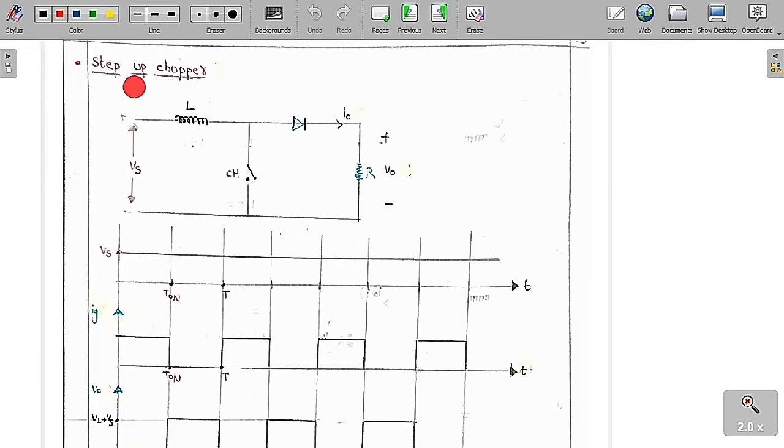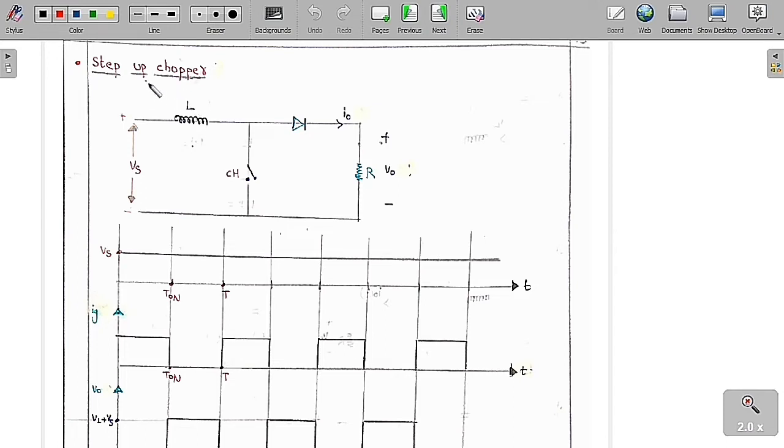So now we are going to discuss the step up chopper. Basically, we are going to study the step up chopper. The circuit diagram of the step up chopper is like this. This is the inductor, this is the chopper, this is the diode, and this is the load resistor. It's like S, this is switch S, V, L. This is the way that you need to remember.